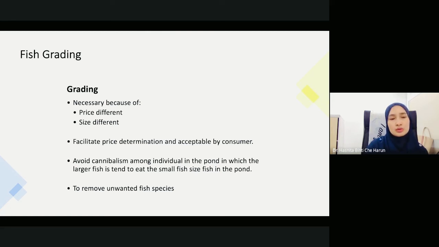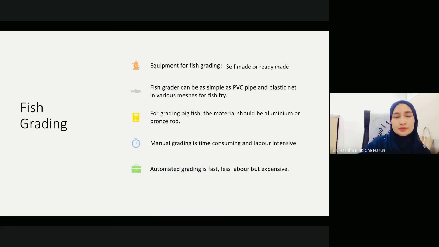Grading also, you could avoid cannibalism among individuals in the pond, because when you grade the fish, you could remove larger fish, because larger fish tend to eat the small fish in the pond. So you take out the fish and you reduce cannibalism. And from grading, you could also remove the unwanted fish species from the pond.